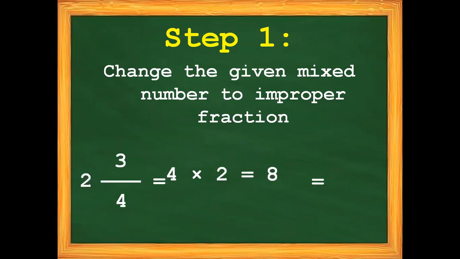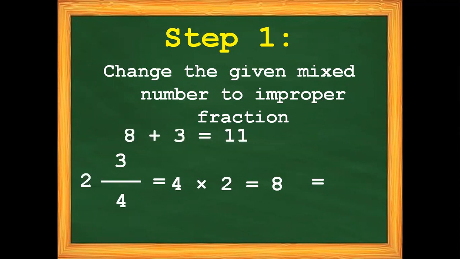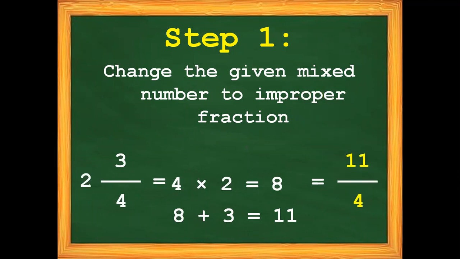First, multiply the denominator and the whole number. So 4 times 2 will give us 8. After that, add the product to the numerator. So 8 plus 3 is equal to 11. So our improper fraction now is 11/4.